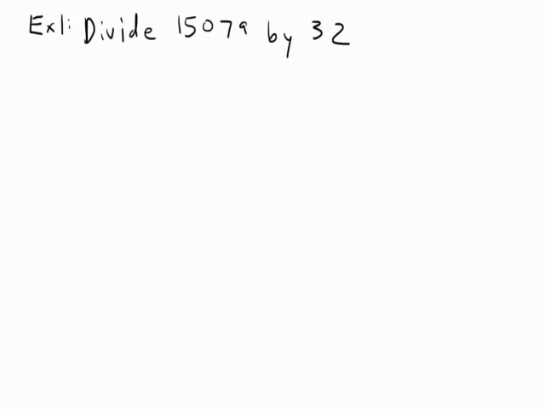Hi all. In this example, we're going to divide 15,079 by 32. Talk about what that means and what we're really trying to accomplish when we do that. So writing out the familiar long division problem, I think most of us learned we're going to try to take 32 into the smallest part on the left-hand side of this number that we can.